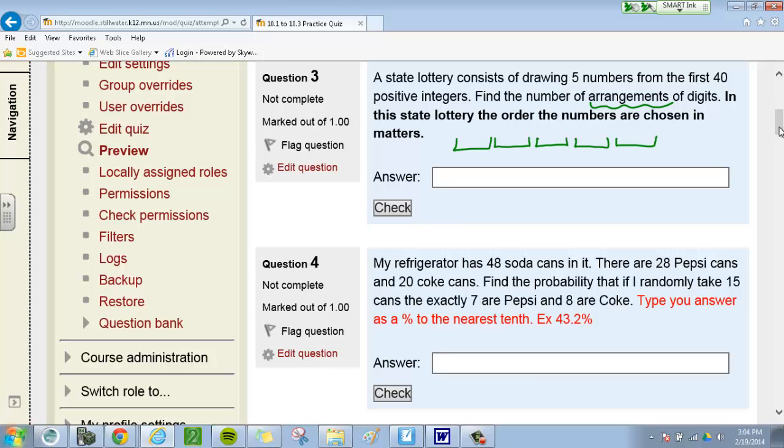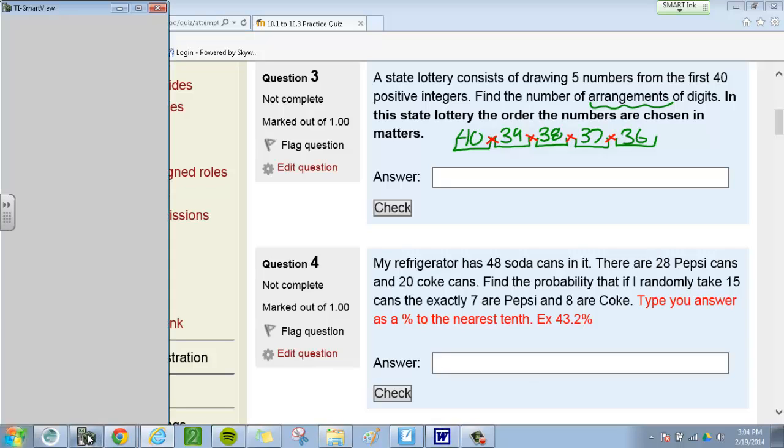How many options do we have for the first bucket? 40 options, and 39, and then 38, and 37, and 36. And because order matters, we're not going to divide by anything, so we just have to figure out what that is. Now there are 2 ways to do that. Remember, what we're doing is multiplying these 5 numbers. This isn't too hard to multiply in your calculator, but I want to show you another way to do it using the calculator.